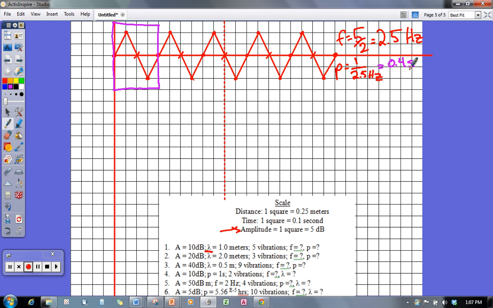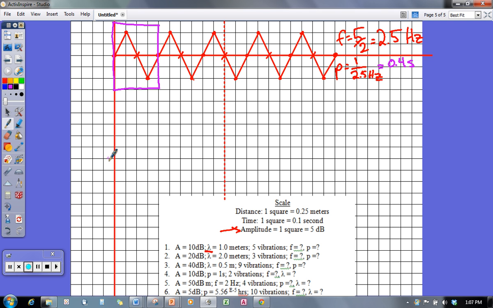Okay, so for number 2, the first thing you need to do is figure out where your x-axis is going to go. So what's your amplitude? It'll be 4 squares plus 1, so it's 5.